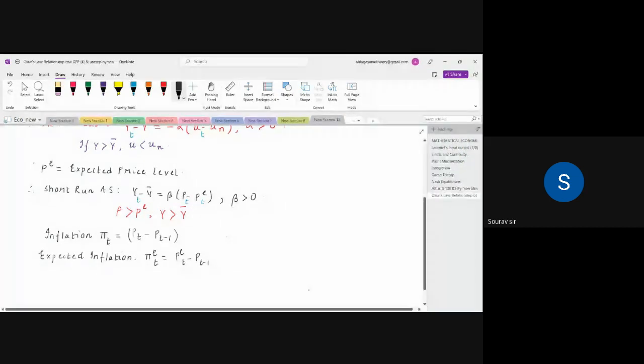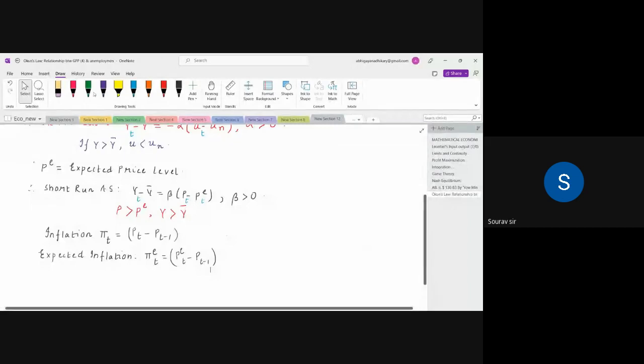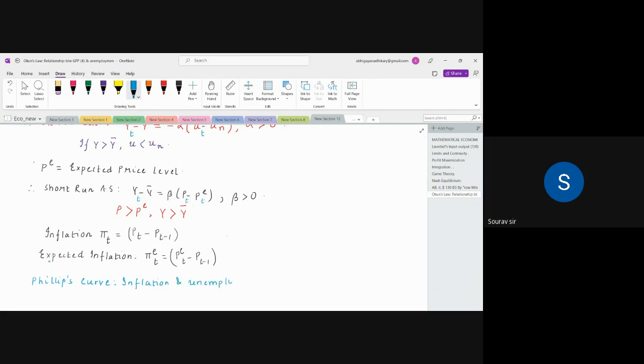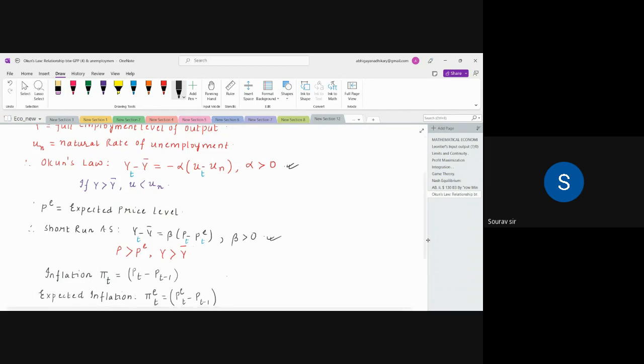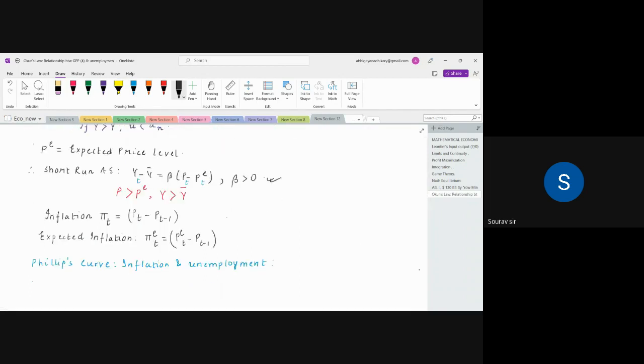So now we want to derive the Phillips curve with all this information in the background. What is the Phillips curve? It's the relationship between inflation and unemployment. So basically, there are two things. One is this equation, Okun's law, and one other is this one. So let me write them down once more.